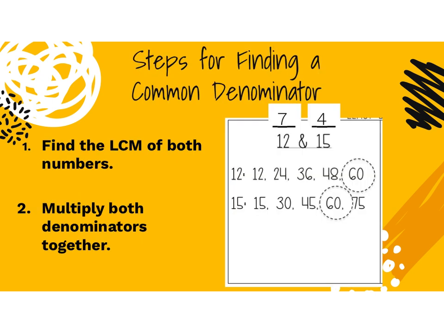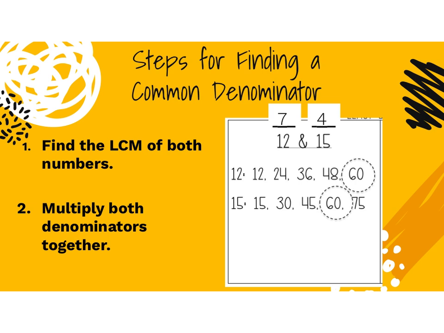Let's review the steps for how to find a common denominator. We have two options. We can either find the least common multiple of both of our denominators, or we can just multiply both denominators together. Both will give us a common denominator. So to the right, we see 7/12 and 4/15. Both 12 and 15 are my denominators, and I need to find a common denominator.